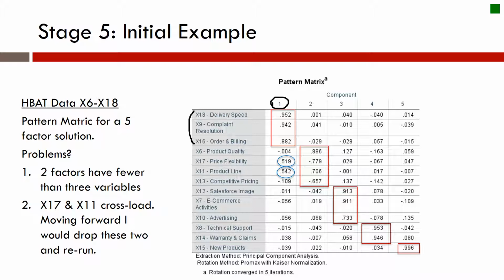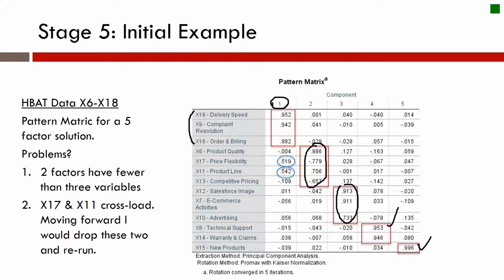So the magnitude of the coefficient is what we're looking at, and inside these boxes we have the variables that would go with factor number 2. We have variables that'll go with factor number 3, and then 4, and then 5. Now, there are clearly some issues here. One, we have 2 variables that are cross-loaded. And then also we have some factors here that only have 2 or even 1 variable.